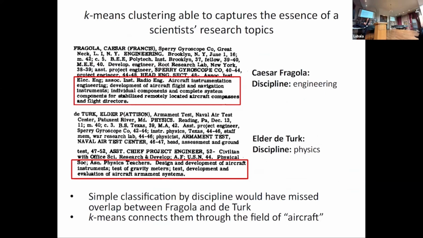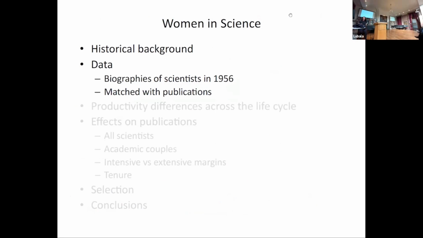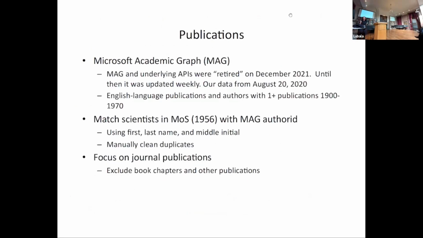So I'm going to show you this by two examples. We have two people here. One says, hey, I'm an engineer. The other one says, I'm a physicist. When you look at the text of their research, what it shows you is they both study mechanisms to guide an aircraft safely to landing. And the k-means captures that. Whereas just taking the two disciplines, I would have said you're in two different disciplines. So by using this text, I think it's really nice that you can much better capture what people do. Okay, so now we match this with the publications. Publications are from Microsoft Academic Graph.